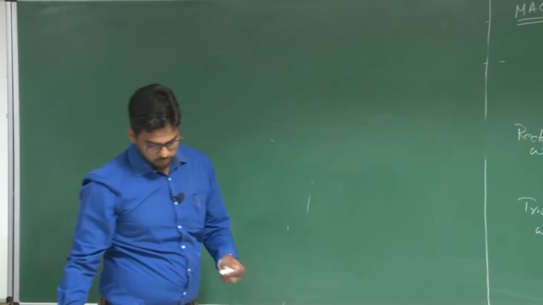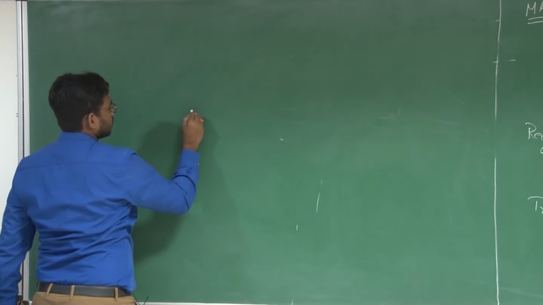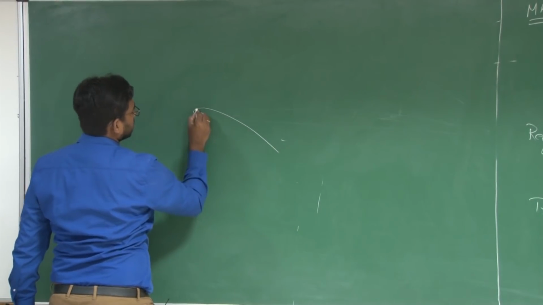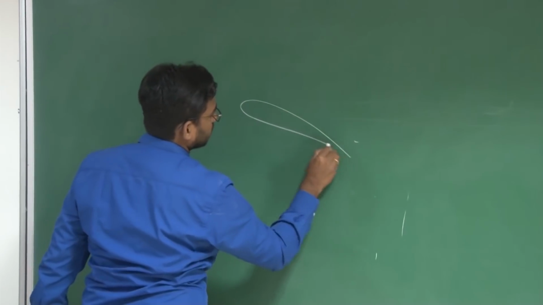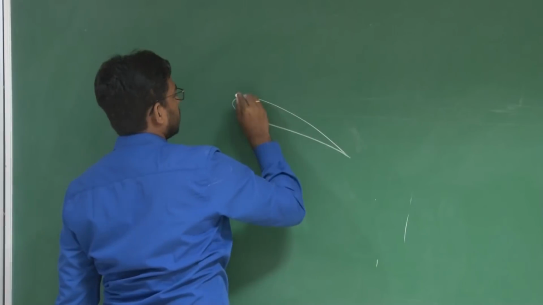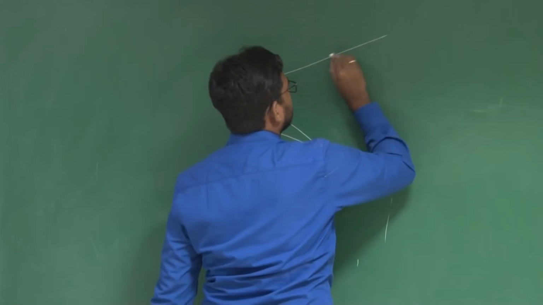So we are also talking about the span-wise distribution of aerofoils, right? So this is my wing.